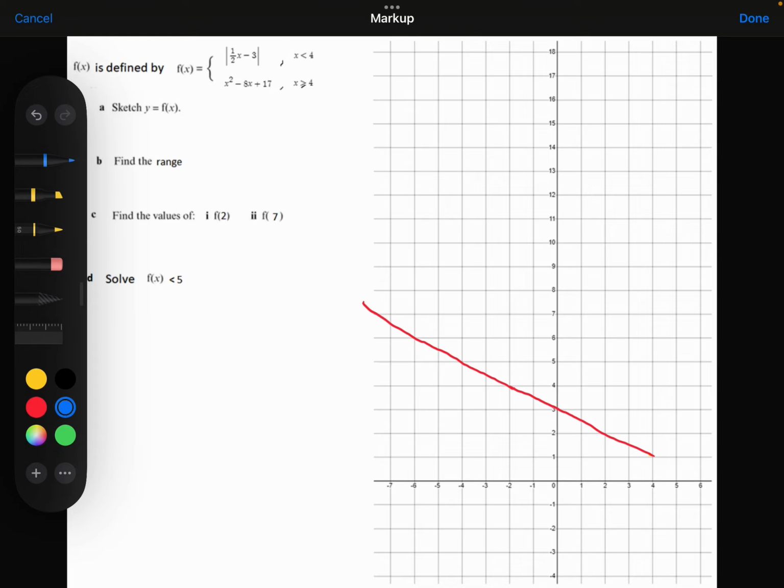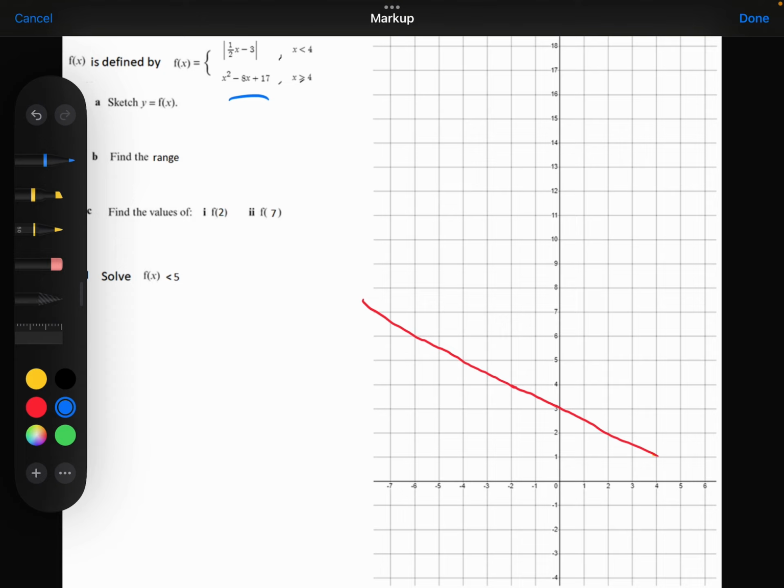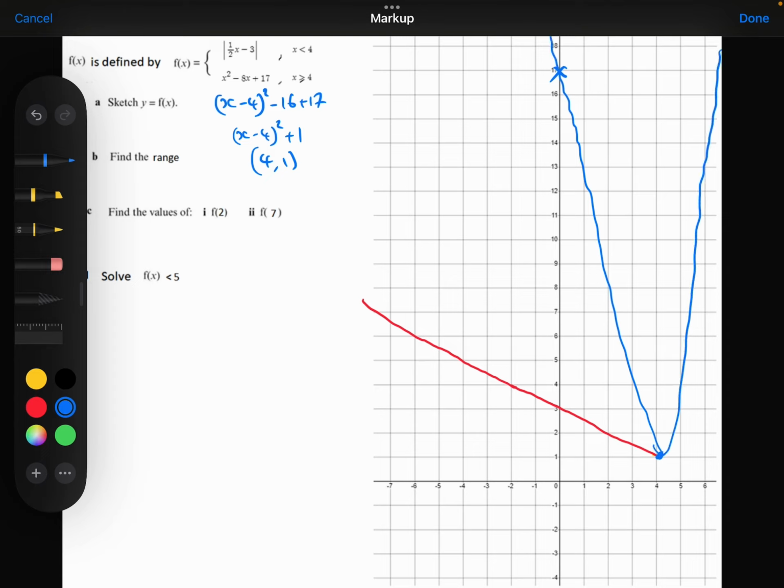Next, let's draw the quadratic. I can see it's got a y-intercept of 17. I'm going to complete the square to work out its turning point. So I can see its turning point is at 4, 1, which is here. So the quadratic would look something like this and that.